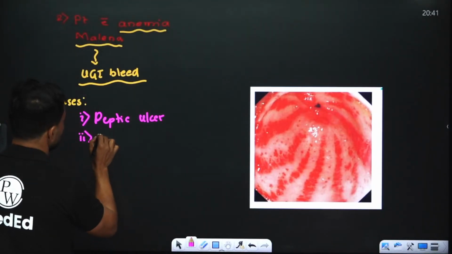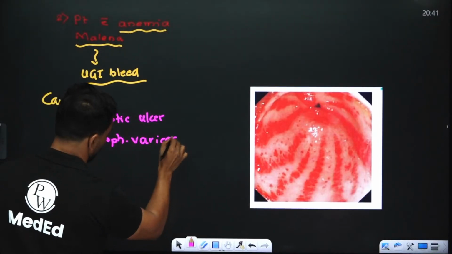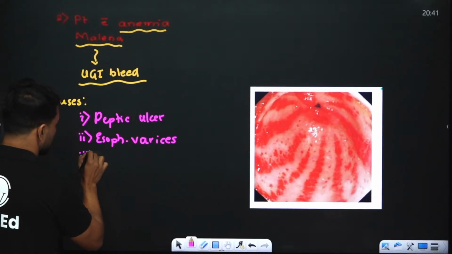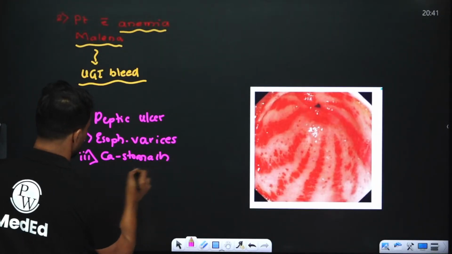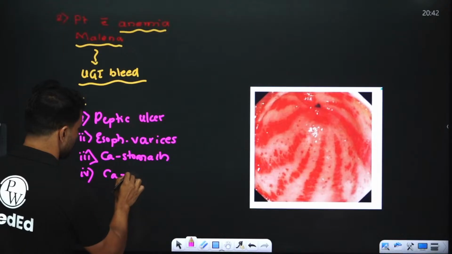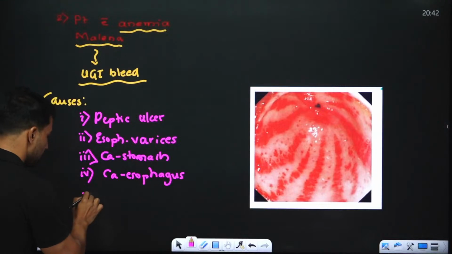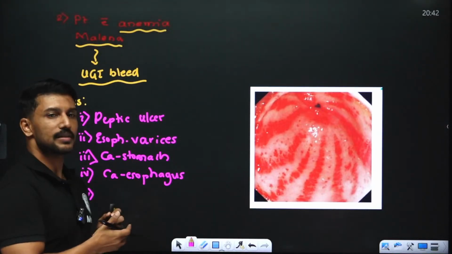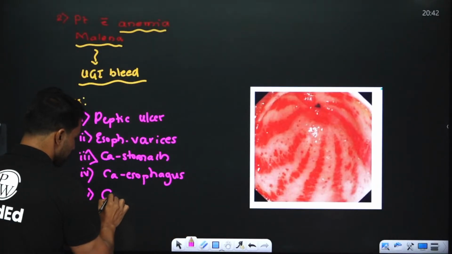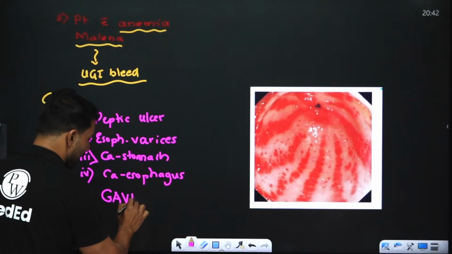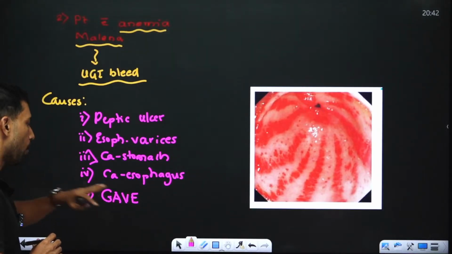Second is esophageal varices. Third, we can also have GIT bleed because of the carcinoma of the stomach. I can also have upper GI bleed if I have a carcinoma of the esophagus, cancer of the esophagus. Then there is also one more condition which we classically see in patients with scleroderma or systemic sclerosis. We will call it as the gastric antral vascular ectasia or GAVE.